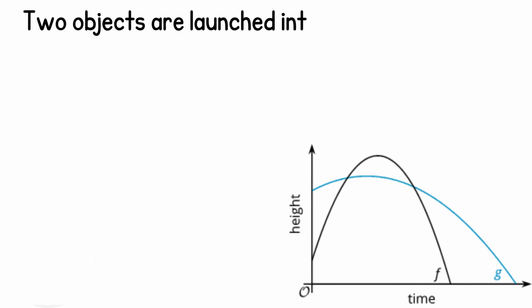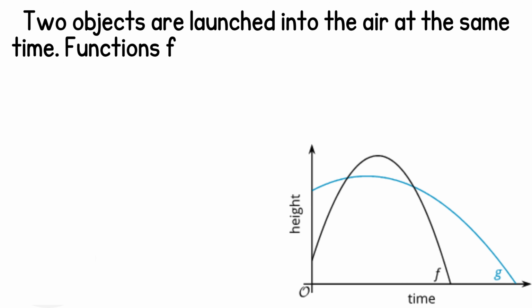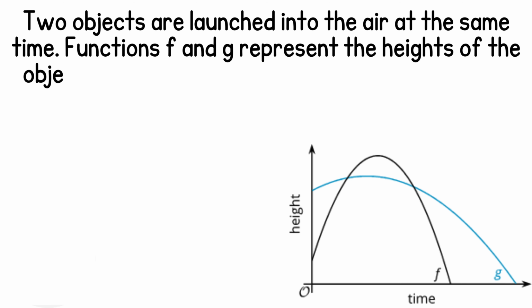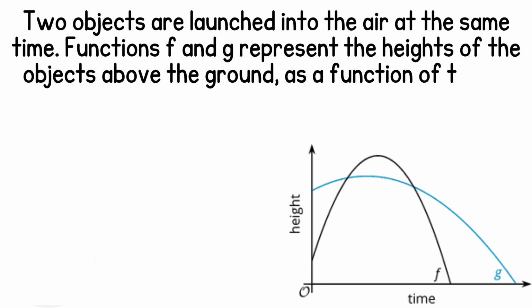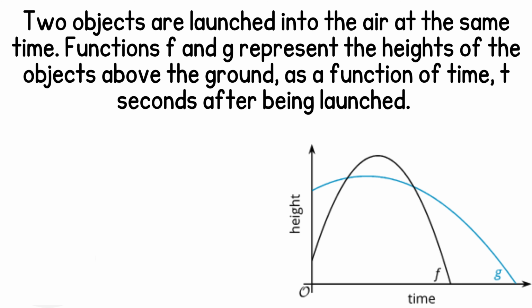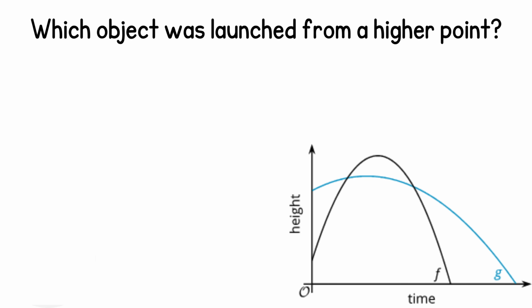In this example, 2 objects are launched into the air at the same time. Functions f and g represent the heights of the objects above the ground as a function of time t seconds after being launched. So we can see that our x-axis represents the time and the y-axis represents the height. Which object was launched from a higher point? So this will be determined by looking at our y-intercepts, since this tells us where the object was launched. We can see that graph G has a higher y-intercept, so G was launched at a higher point.